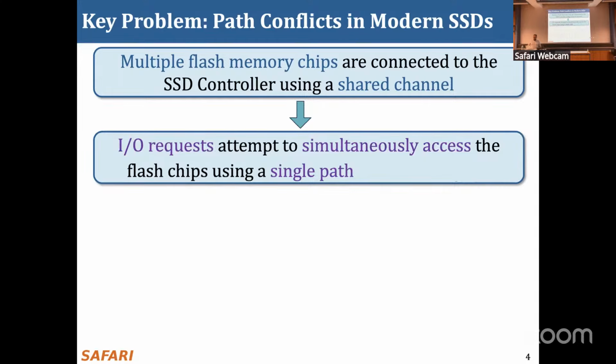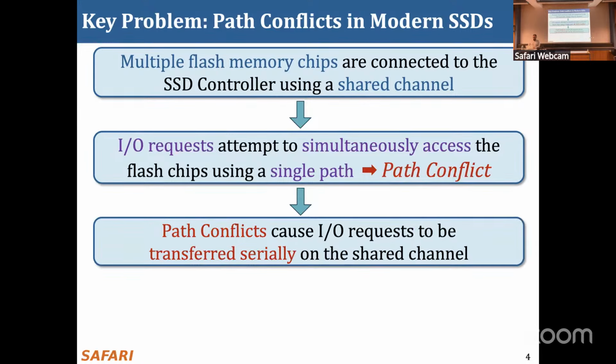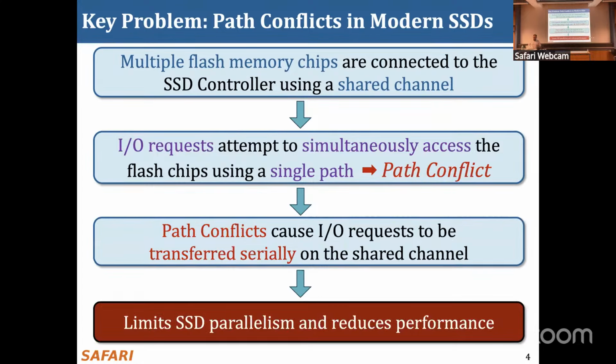Multiple flash memory chips are connected to the SSD controller using a shared channel, and I/O requests attempt to simultaneously access the flash chips using a single path, which is going to cause path conflicts. Path conflicts cause I/O requests to be transferred serially on the shared channel, essentially. And that limits SSD parallelism and reduces performance.